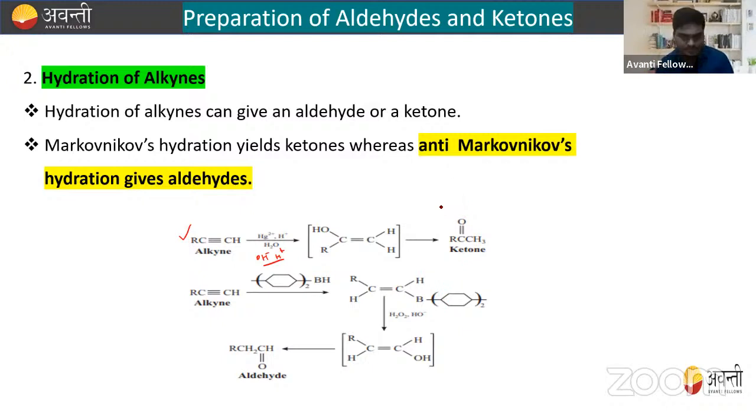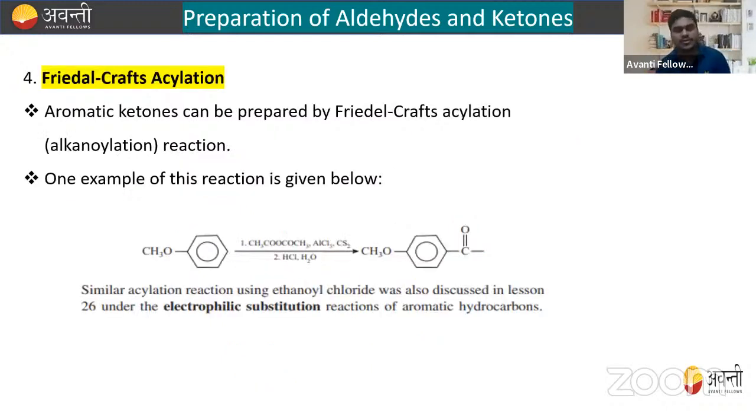Whenever we do hydration, we follow either the anti-Markovnikov's rule or Markovnikov's rule. According to Markovnikov's rule, if you do this, then you will get this. Similarly, if you treat the alkyne with BH3, you will get this compound, that is an aldehyde, right? So always remember that anti-Markovnikov's hydration always gives an aldehyde, whereas Markovnikov's addition gives a ketone only. So this is how you prepare them.